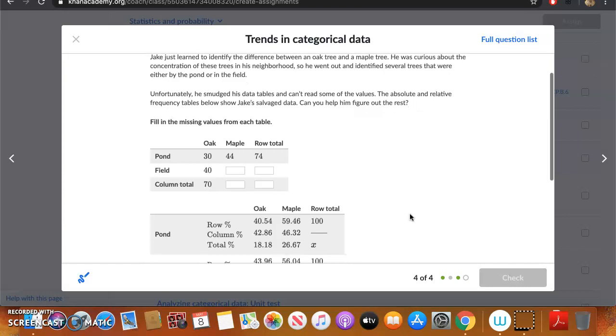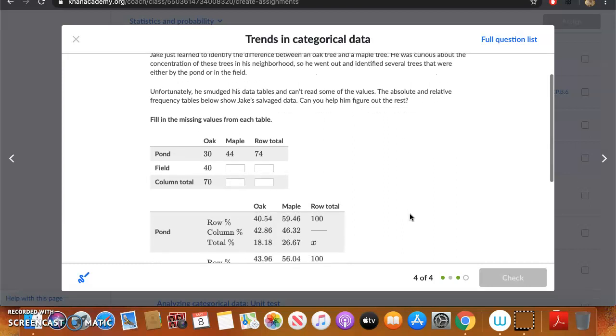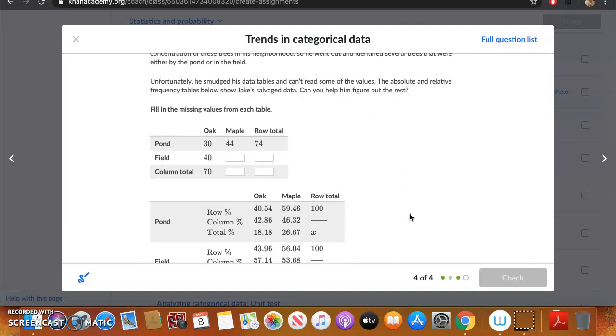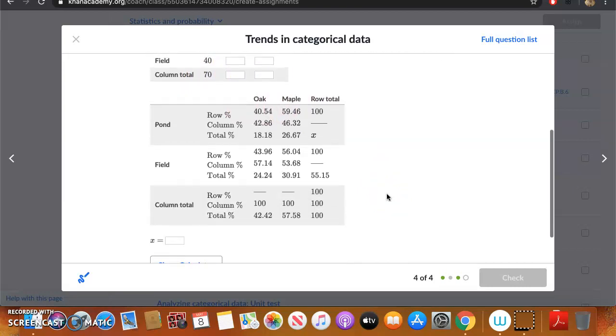Okay, so again, Jake had his data, he wrote it down, but it got smudged. So this is what he has here. That's what he was able to salvage. And using the relative frequency two-way table, we're going to try to see if we can reproduce the frequency table, the two-way frequency table that he originally had. So I'm going to pause the video. I'm going to copy this over, and then we'll continue the problem so we can save some time.